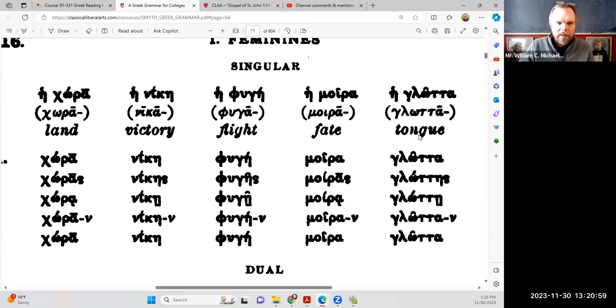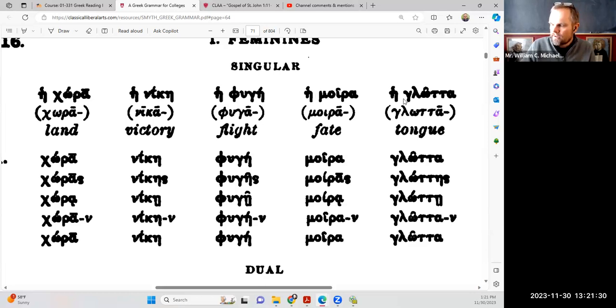So a glossary, what is a glossary? It tells you how to pronounce the language, because a language can also be called a tongue, and that comes from the word glotta, which means tongue in Greek. All right, it's an alpha stem noun. So we've got these 5 first declension feminine nouns: he chora, he nike, he fuge, he moira, and he glotta.